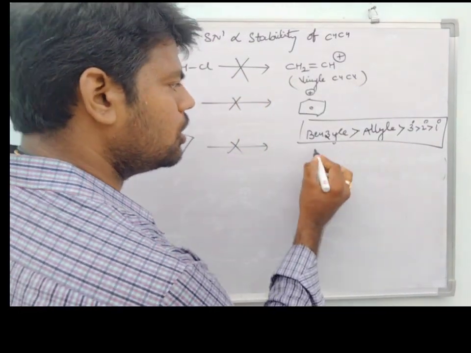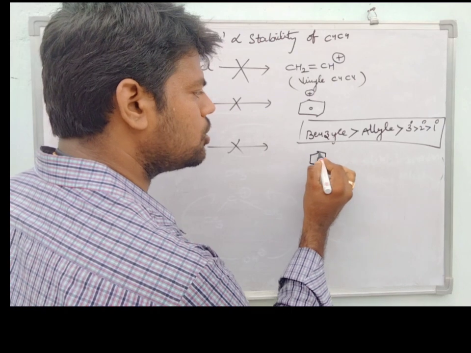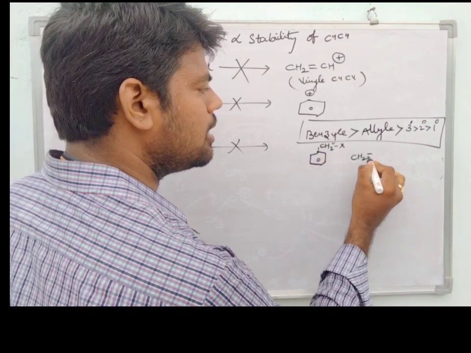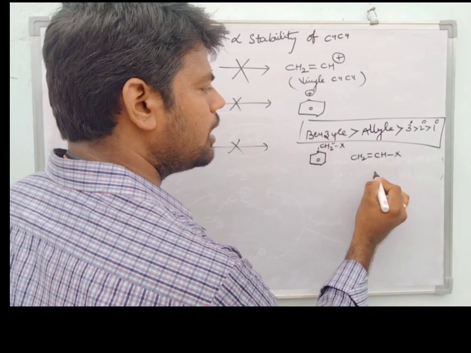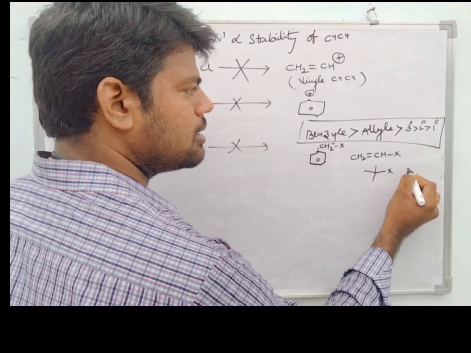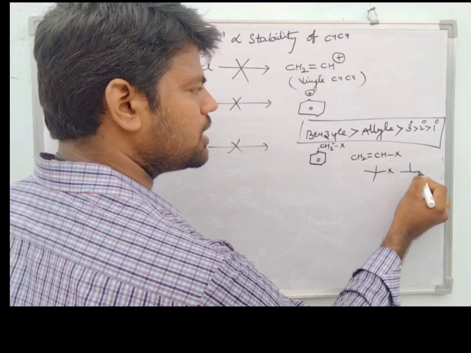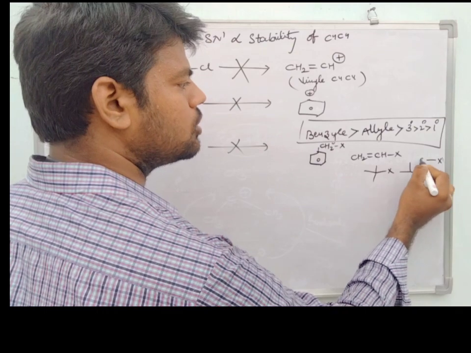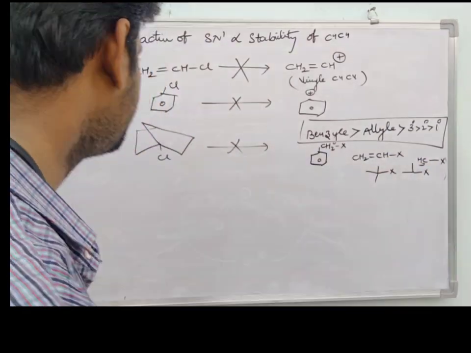Benzyl halide, we know that benzene having CH2X is called benzyl halide. Allyl halide is CH2=CHX. Tertiary means 3 alkyl groups and a halogen. In the same manner, secondary has 2 methyl groups as well as a halogen. And methyl halide is also involved, but at a very low level.